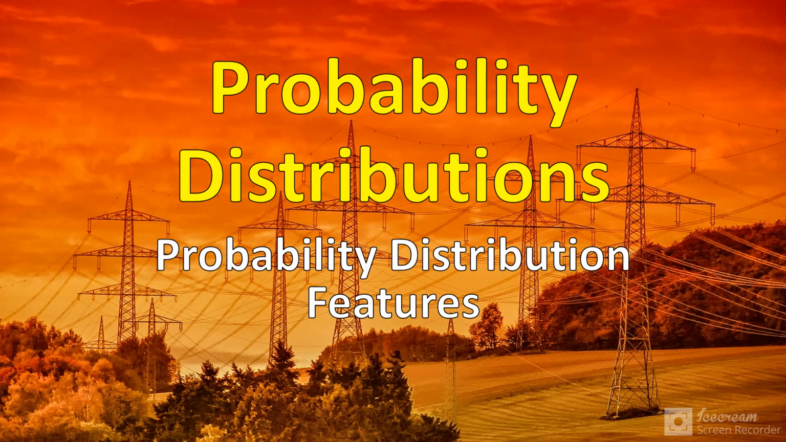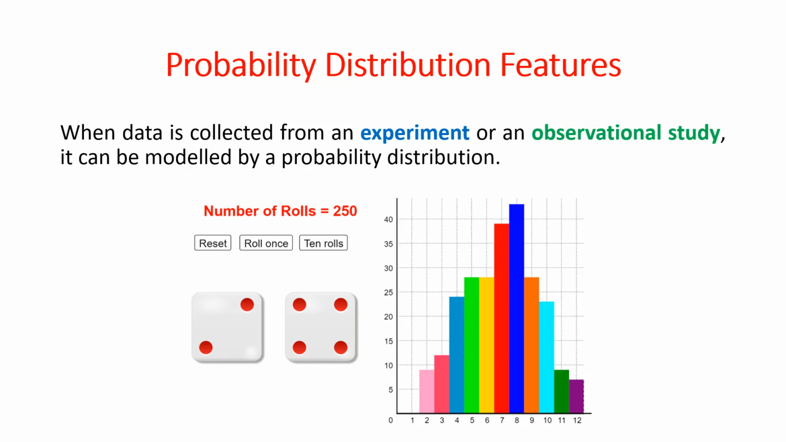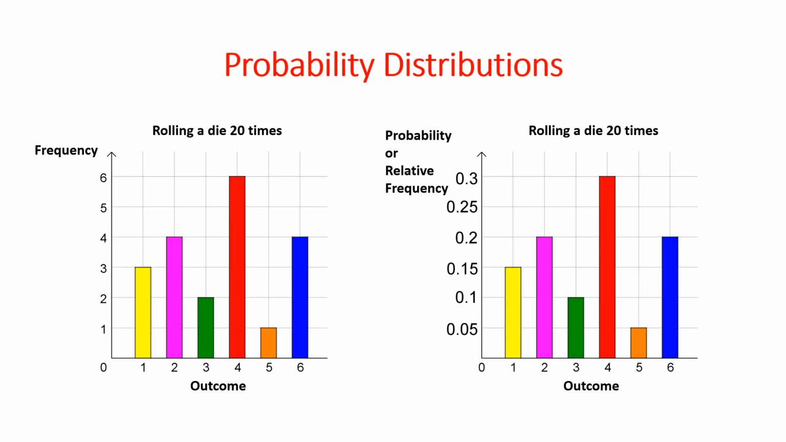You've covered quite a few of these in your Level 1 and Level 2 work. Now, we know when data is collected from an experiment or an observational study, it can be modelled by a probability distribution. For example, rolling a die 20 times, we can either draw the results in a frequency graph, where we put frequency on the y-axis, which is the number of times the outcome occurs, or we can record the same information in a probability distribution graph, where we put the probability or the relative frequency on the y-axis.